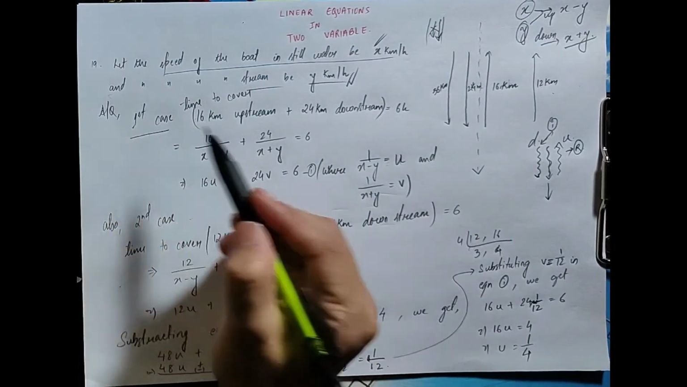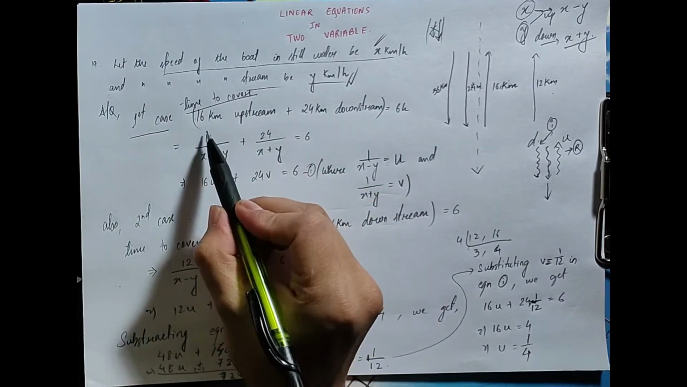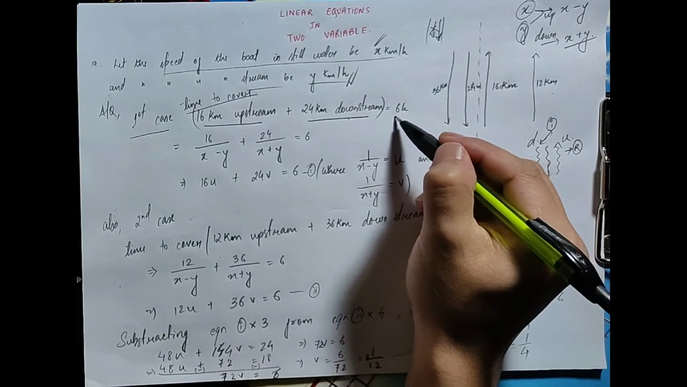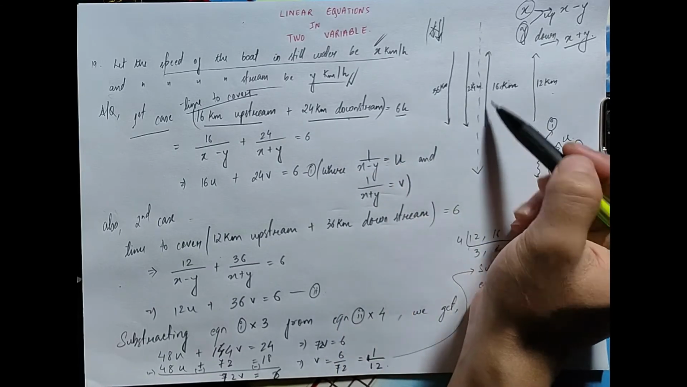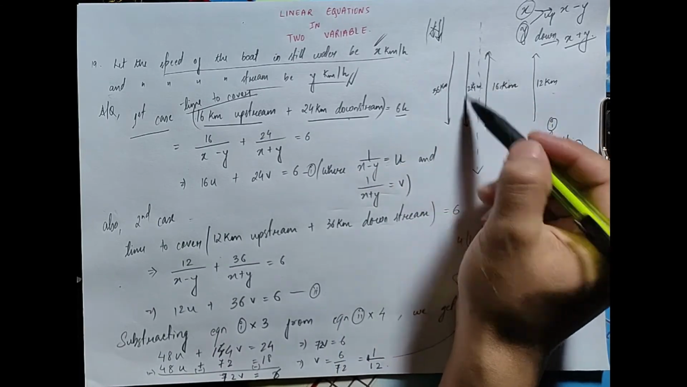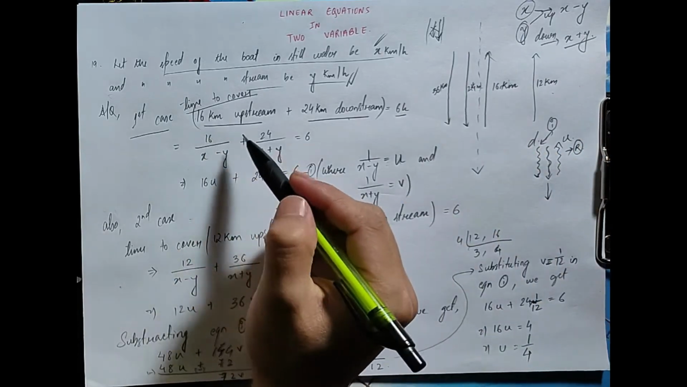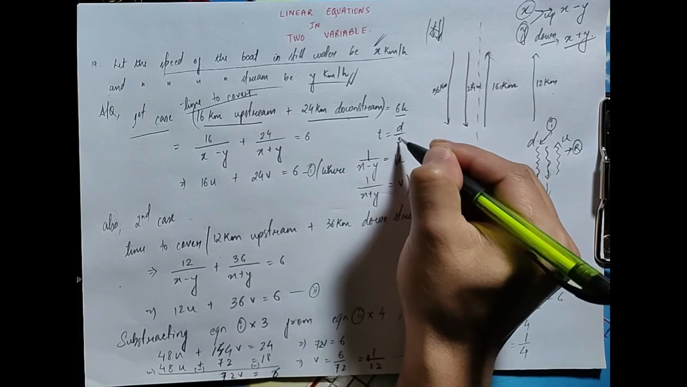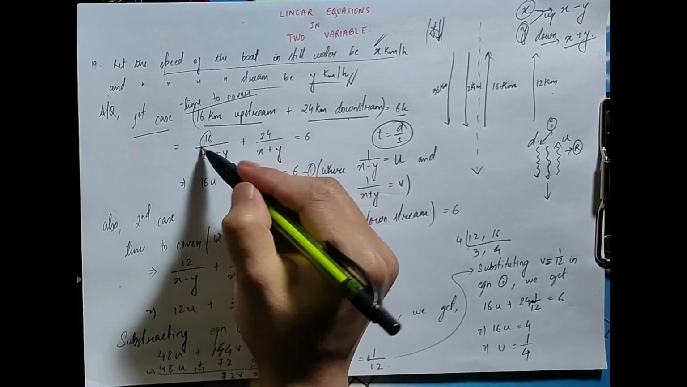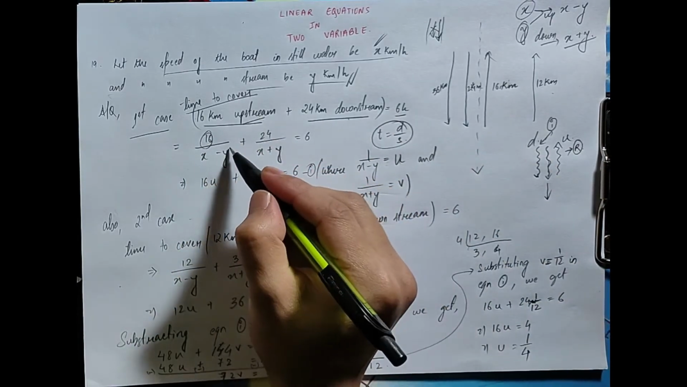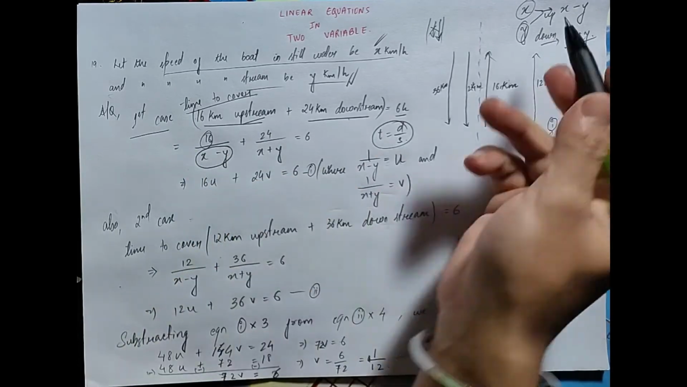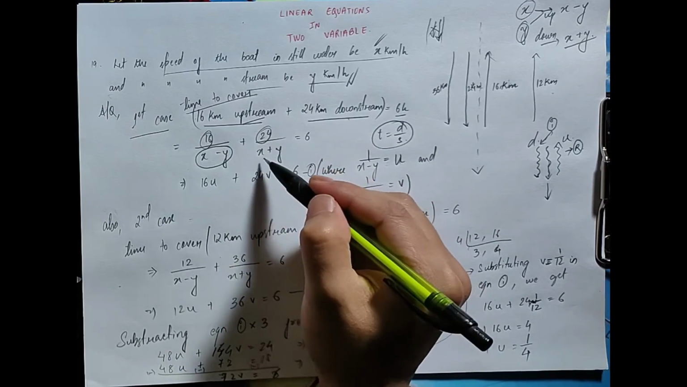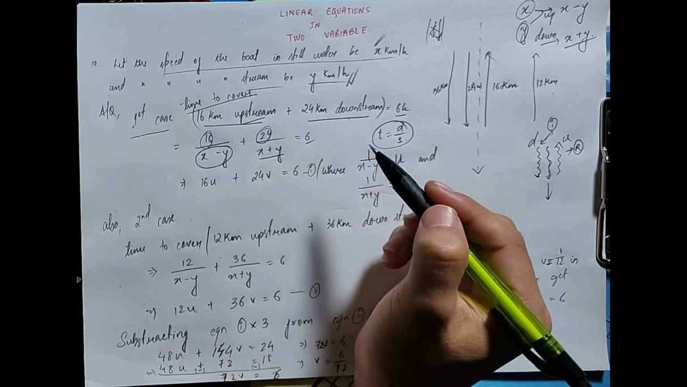Then according to the question, in the first case, time required to cover 60 km upstream and 24 km downstream is equal to 6 hours, right? 60 km upstream and 24 km downstream. So now this is time. The formula of time is distance by speed. So distance is 60 km for upstream and speed will be x minus y as discussed here, whereas for downstream it will be 24 over x plus y, which is equal to 6.